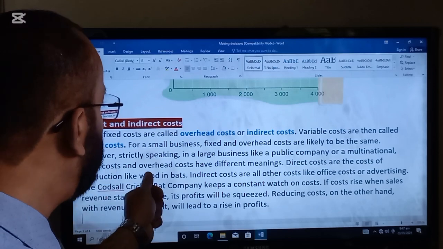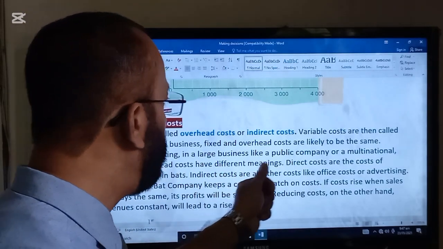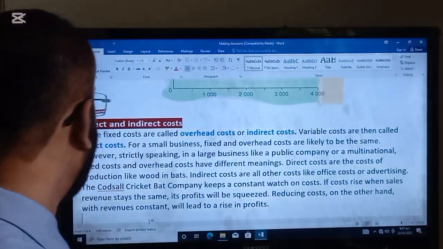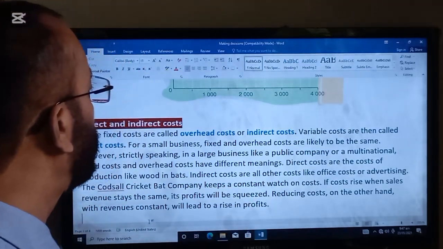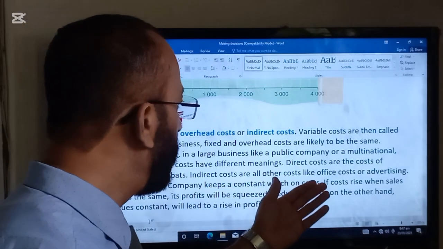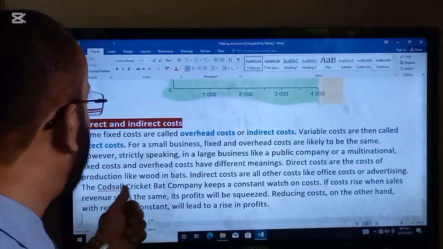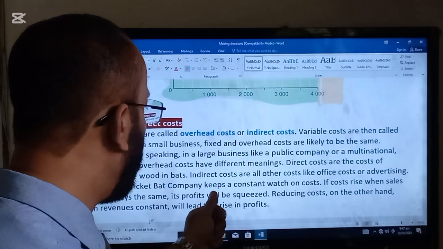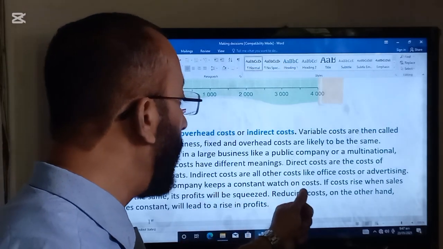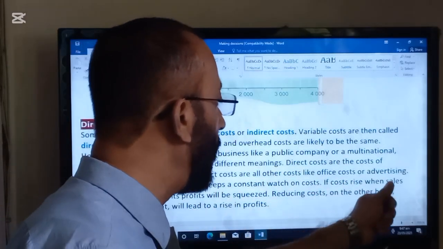However, strictly speaking, in a large business like a public company or multinational, fixed cost and overhead cost have different meanings. Direct costs are the cost of production, like wood and bats. Indirect costs are all other costs, like office cost or advertising.